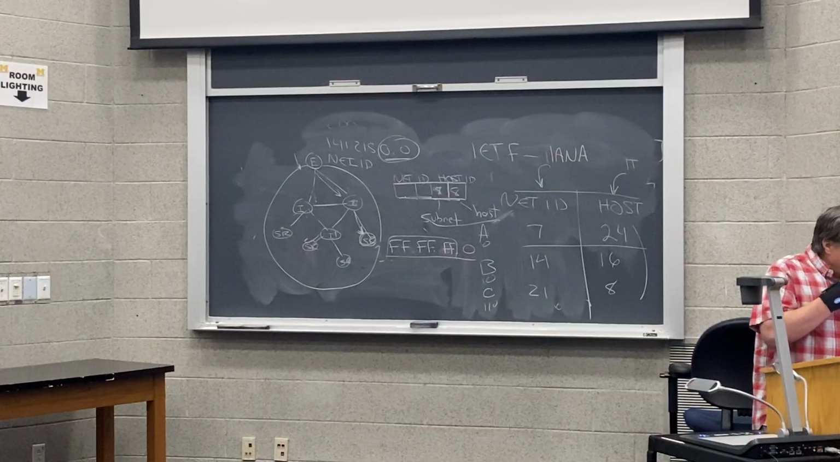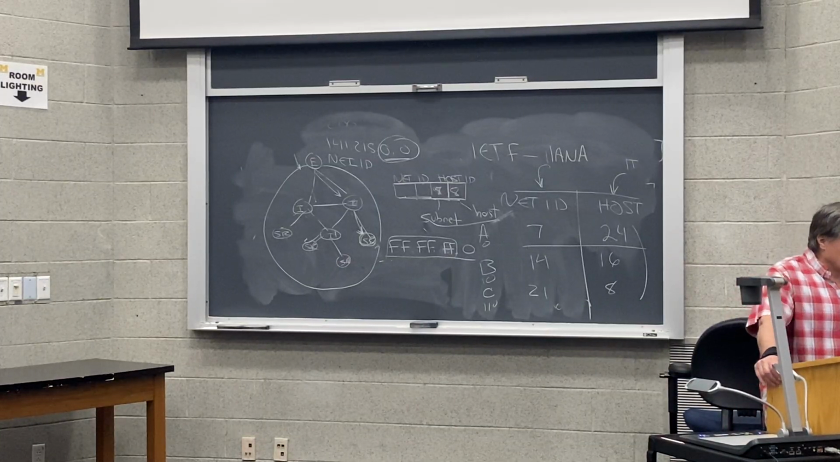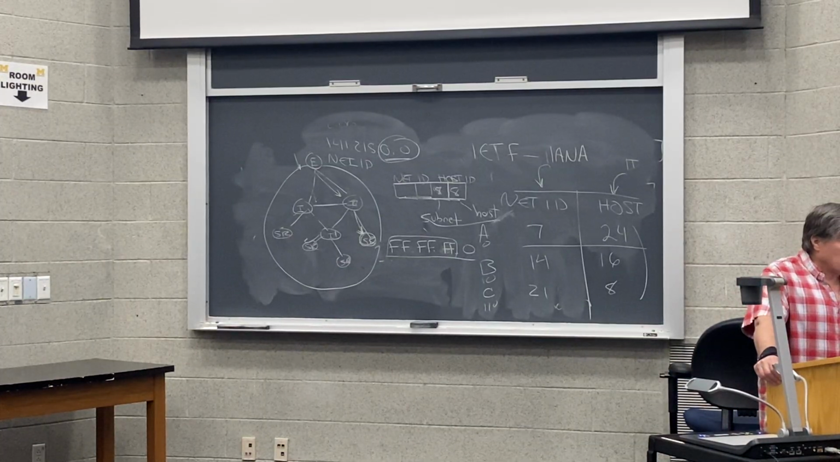So that's the class 6 IP address. It's 128 bits, and I don't really want to look at it. It's a lot.